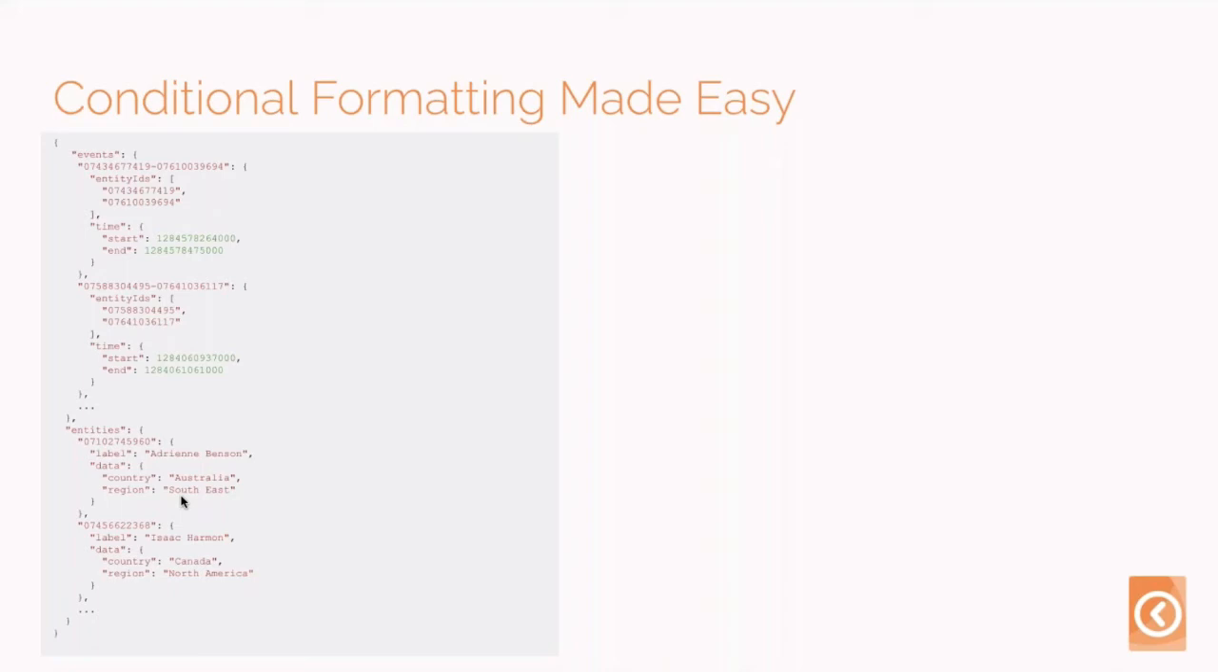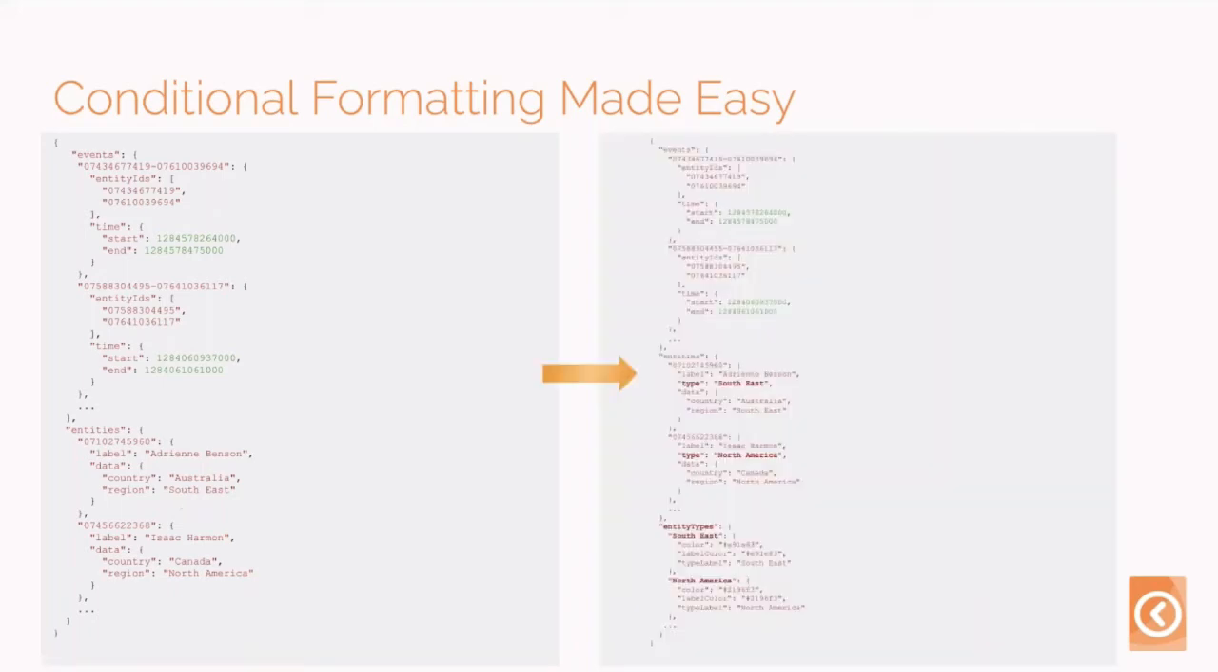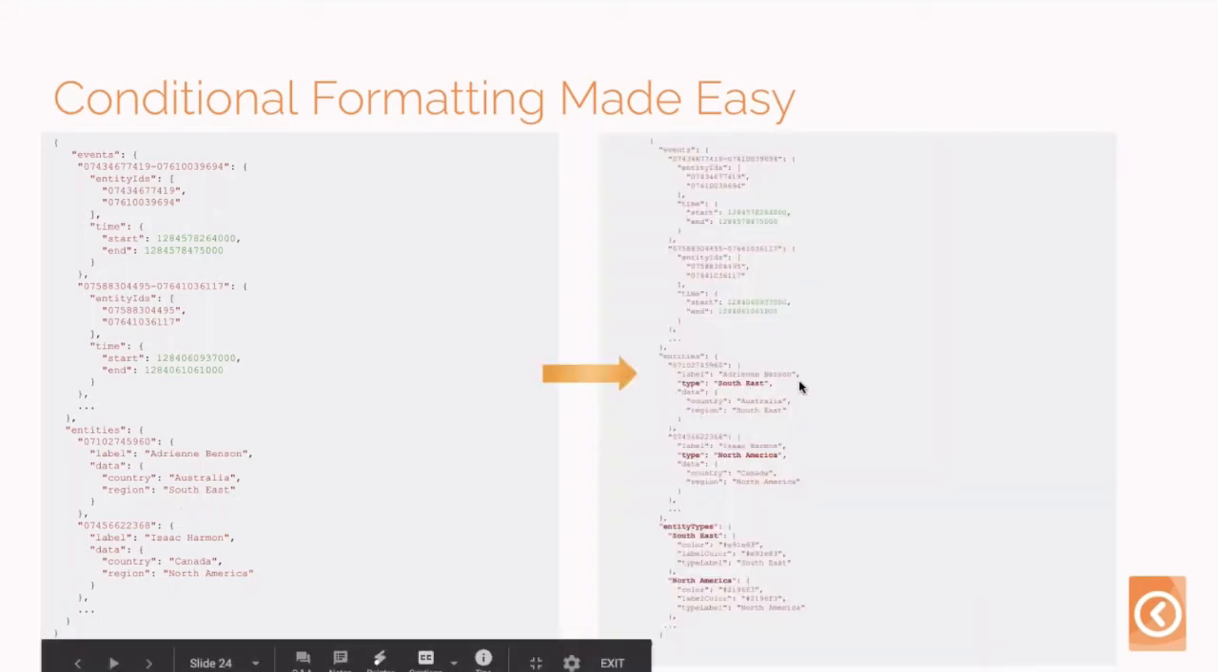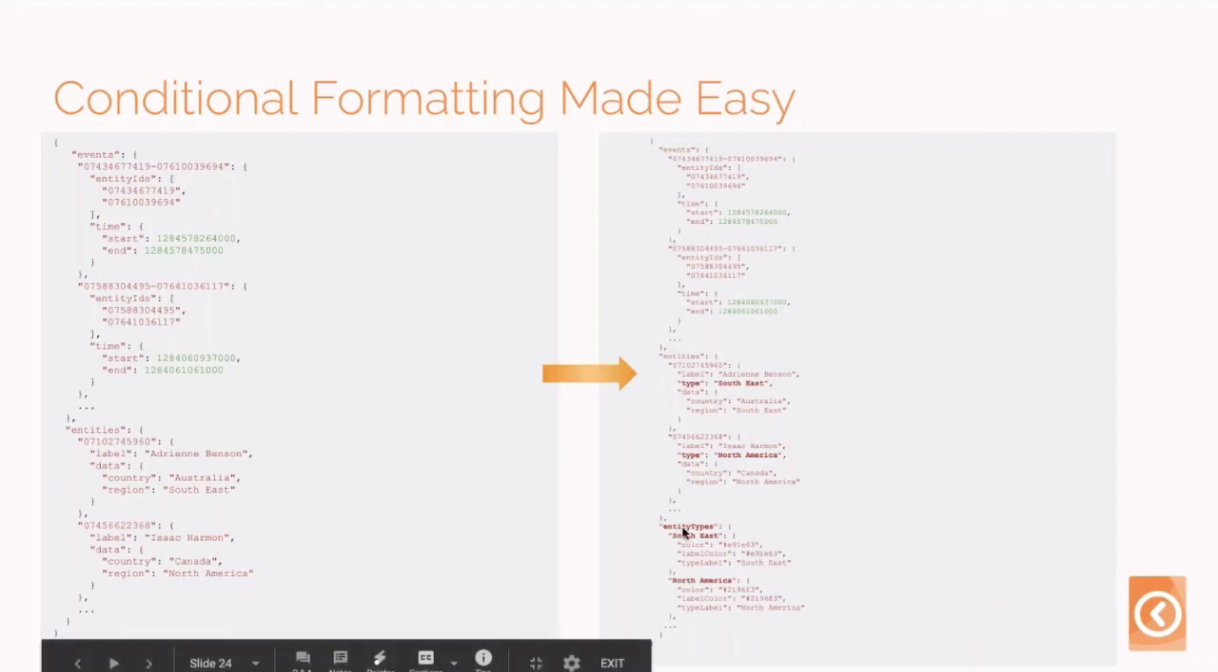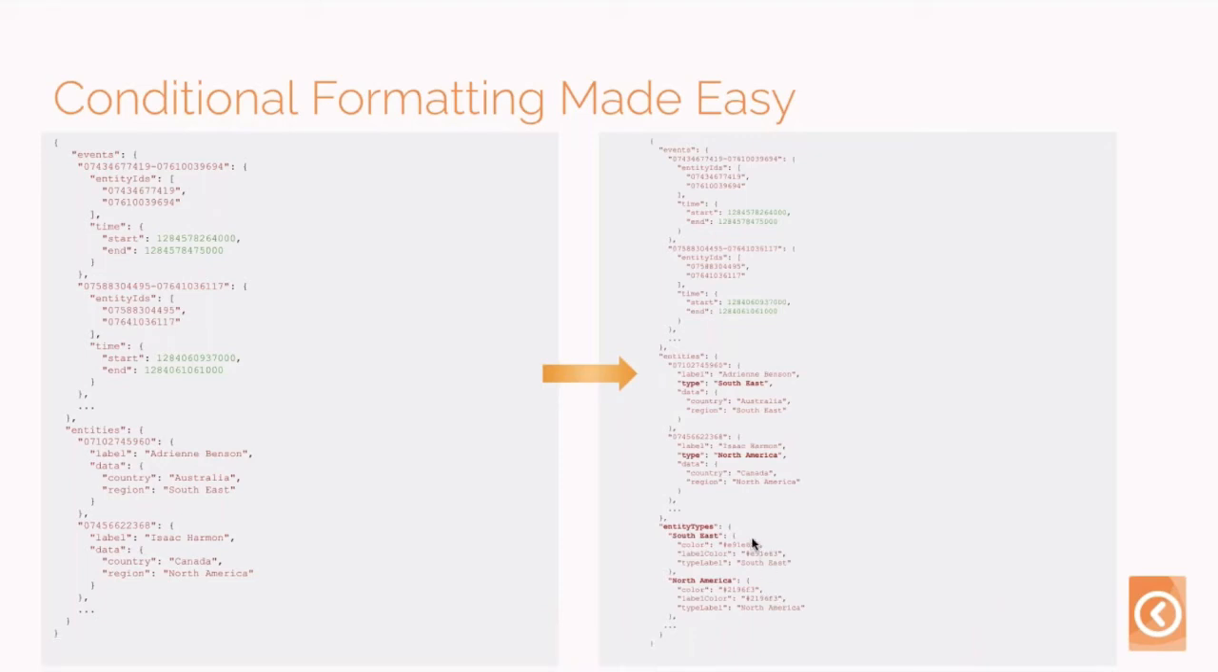However, KronoGraph has made our lives a lot easier in this scenario, because what we can do instead is provide a type property on the entities of the visualization that dictates the basis of the condition. So at this point, we are assigning the type to be the region of this particular entity. And also we can provide an object called entity types where we say which are the styling conditions we are about to apply depending on the type.